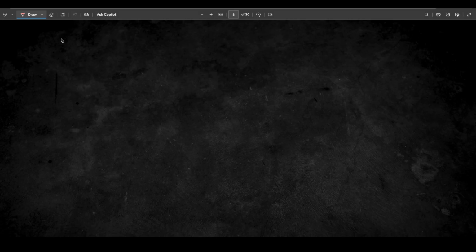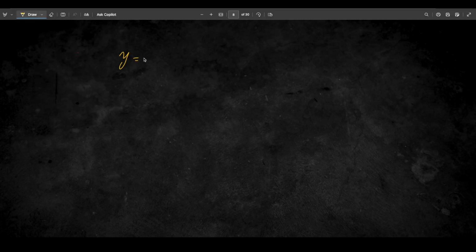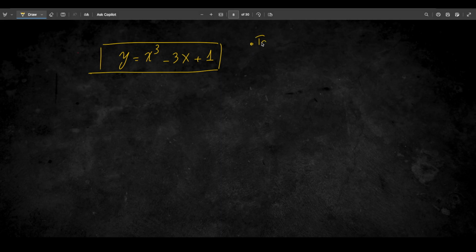Okay, so a function is given to you, equation of a function. Let's say y equals x to the power of 3 minus 3x plus 1. This function is given. Okay, this is a question for you. Go and find the equation of the tangent line at x equals minus 2, or go and find the equation of the normal line at x equals minus 2.